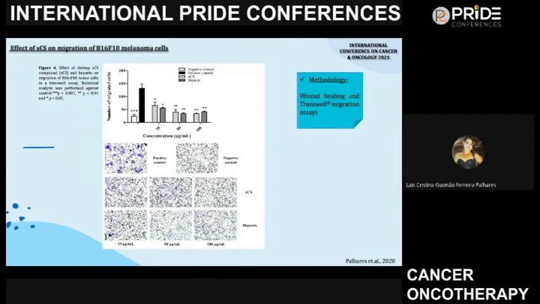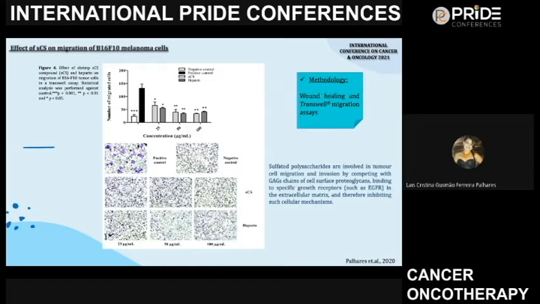The same was also observed for the transwell migration assay, where when we incubated the cells in the presence of SCS, we saw a very important decrease in the migration of those cells, which is a very important mechanism in cancer. If you think about invasion, it is a crucial mechanism that tumor cells have to use to actually produce metastasis, for example.